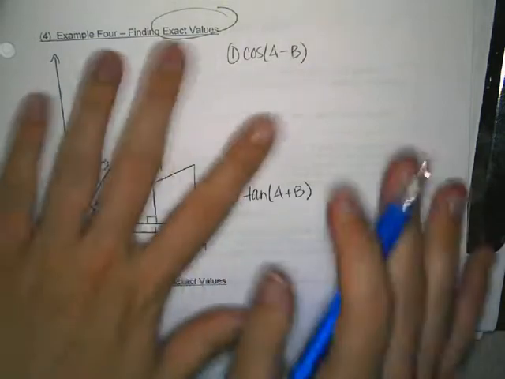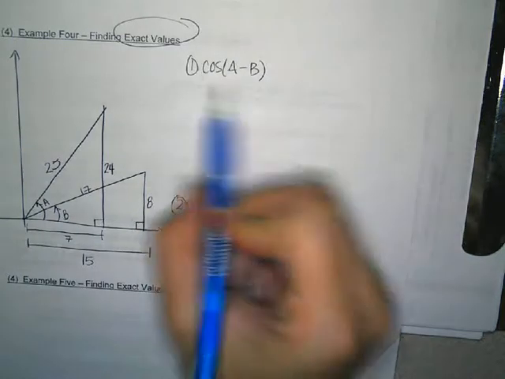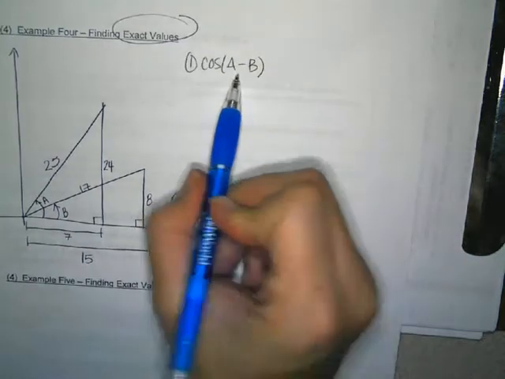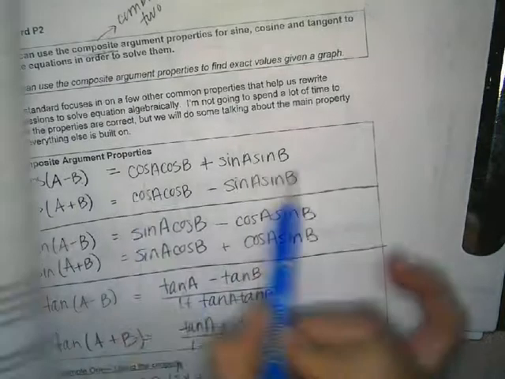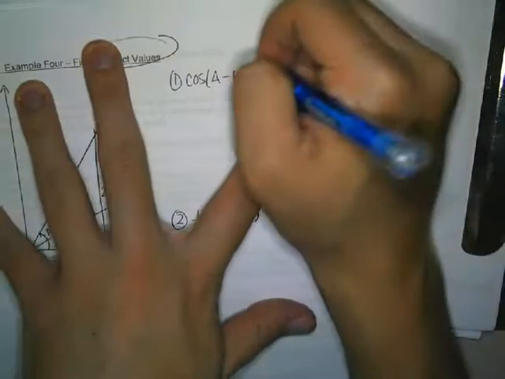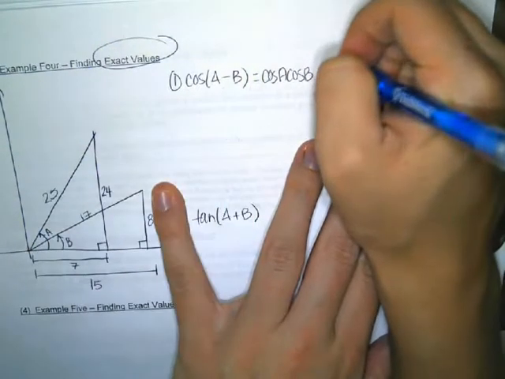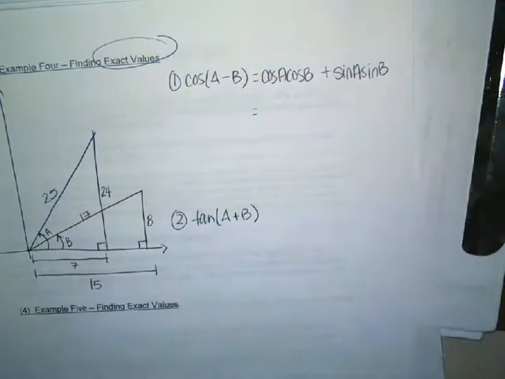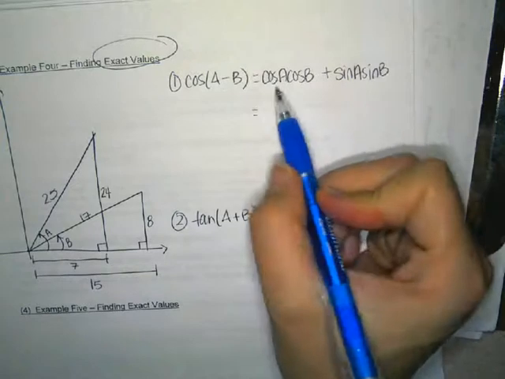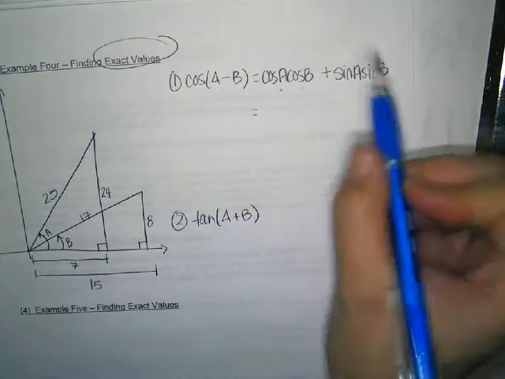So what we're going to start off with is when I've told you what property I want you to find the value of, we go to our list, and we mark down what cosine of A minus B is. Cosine of A minus B is this property, so I'm going to write out that property. Okay. Now when you're doing these problems, we need to find the individual value of cosine of A, then the individual value of cosine of B, the individual value of sine A and sine B.